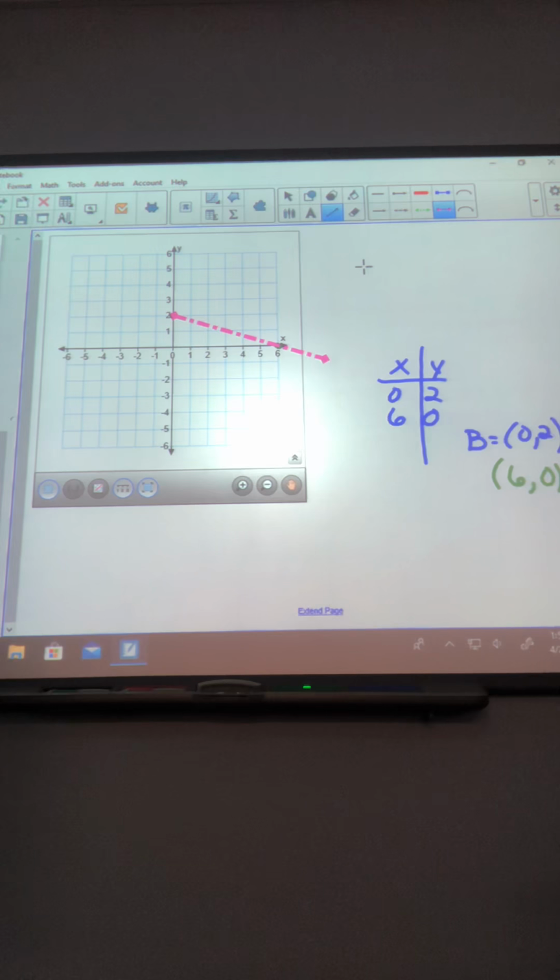And then looking at 14, we have a new equation. We have x plus 2y is equal to 2.